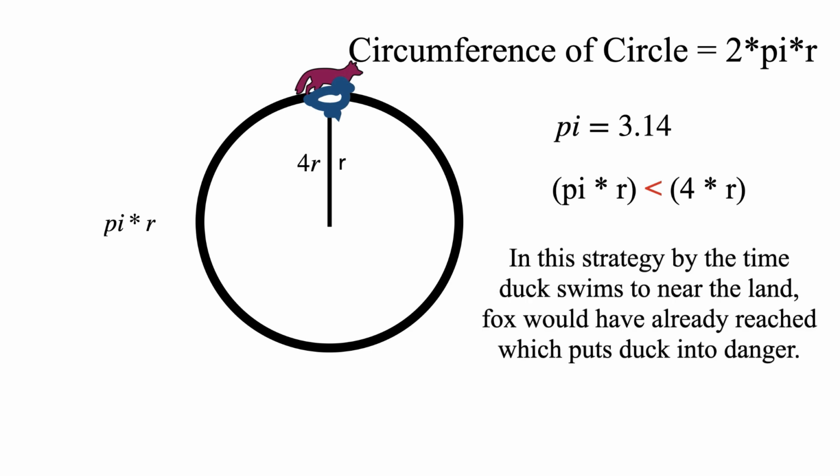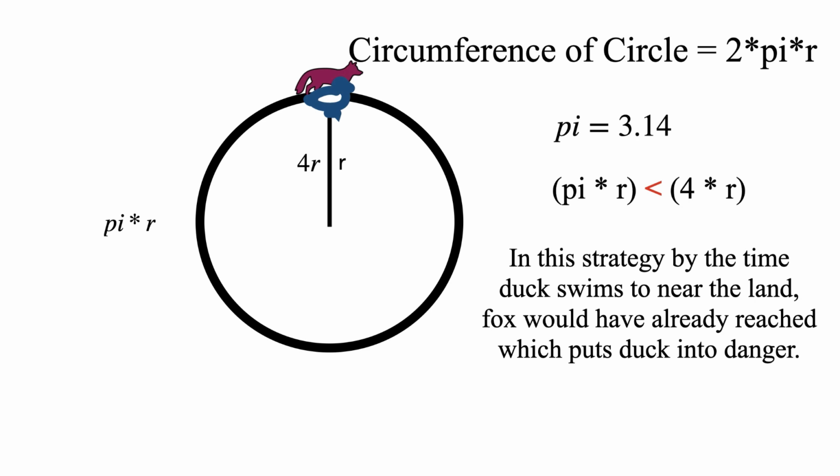But this strategy won't work since the fox is 4 times faster than the duck. We know that the value of pi is 3.14, thus pi into r is the distance which should be covered by the fox, whereas 4 into r is the distance to be covered by the duck. But since the value of pi is 3.14, pi r is less than 4 into r. Hence in this strategy, by the time the duck swims to near the land, the fox would have already reached, which puts the duck in danger.